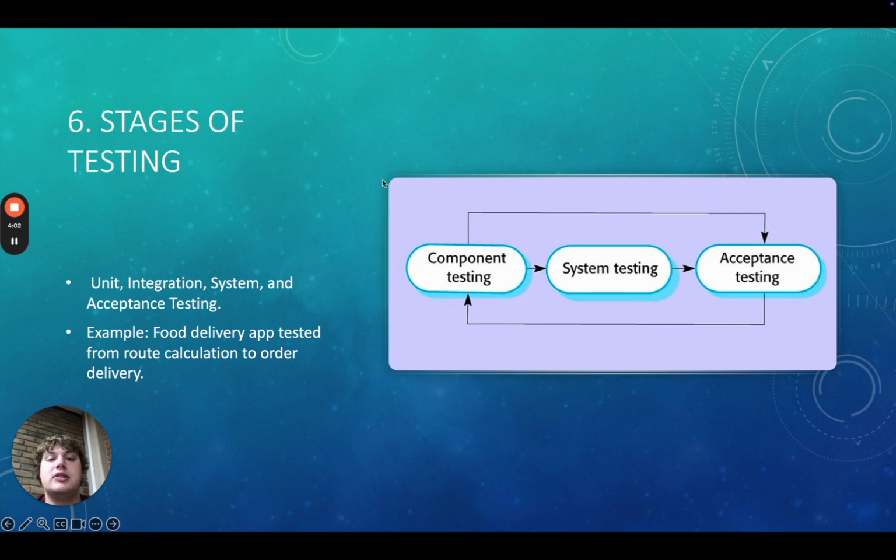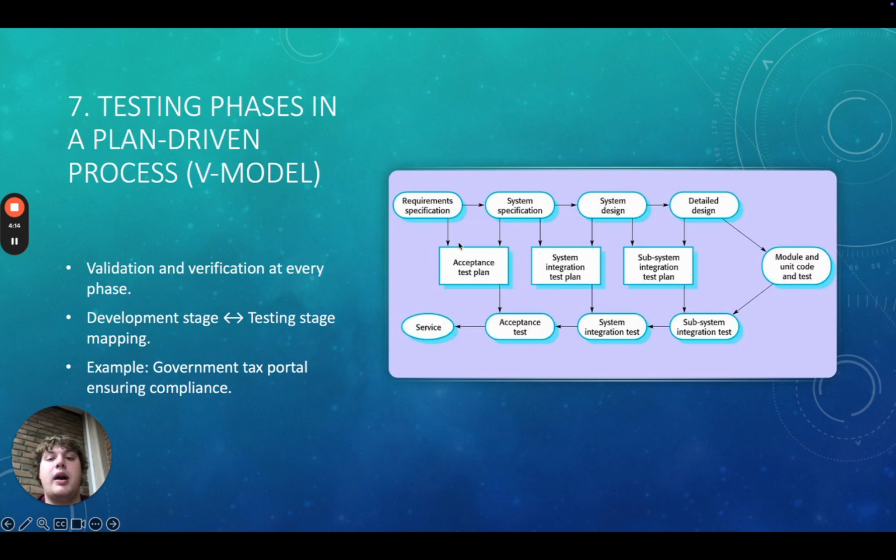A real-world example is a food delivery app. Unit testing checks the route calculation algorithm, while system testing ensures the orders are processed correctly from selection to delivery. The V model emphasizes validation and verification at every development phase.